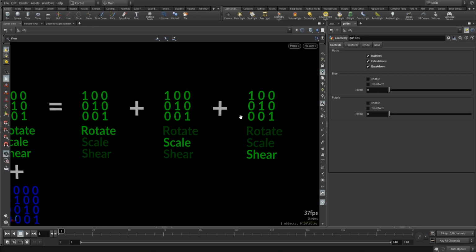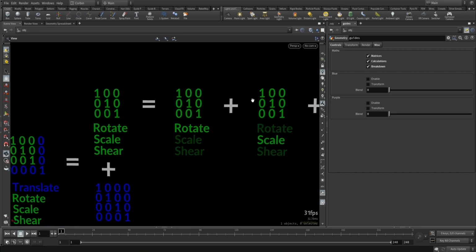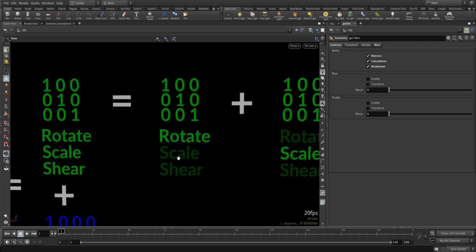Okay, but shear is just part of how rotate happens. So we kind of need it, but only internally. So what we can do is calculate a scale matrix on its own, so we know just the amount of scaling that we want to apply to a certain character. And we also calculate the rotations.